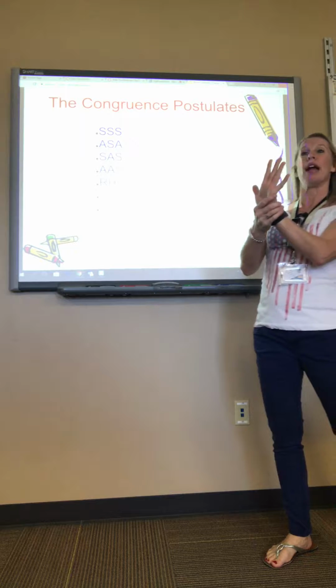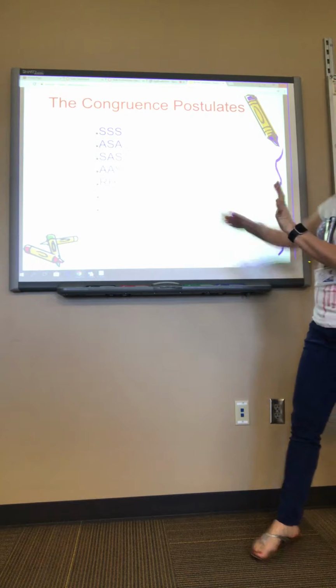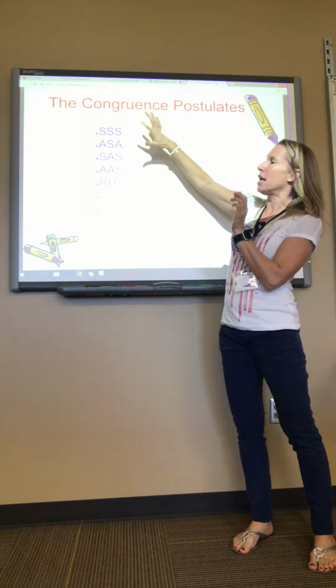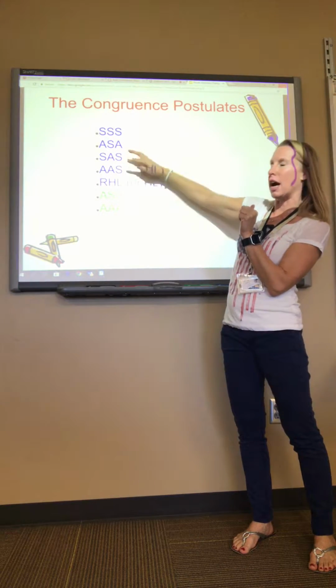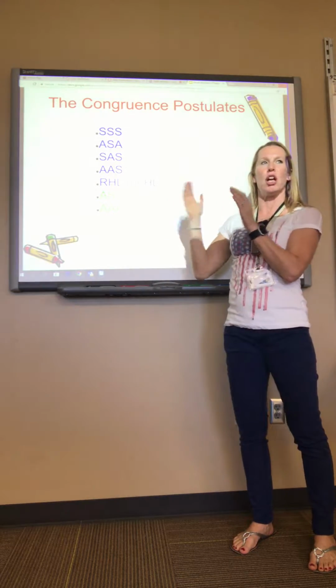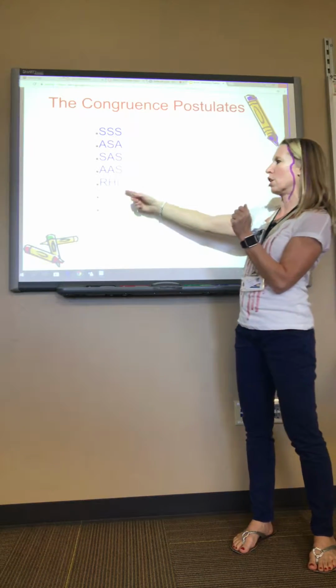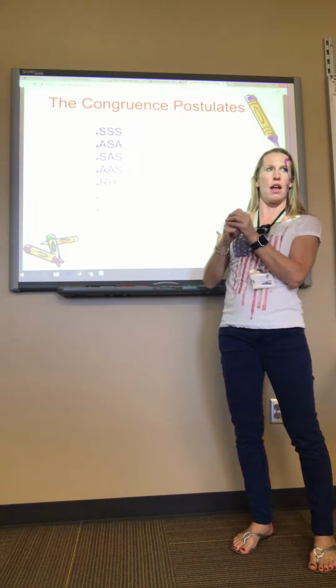Okay, so there's 5 ways, hang on. There's 5 ways to prove triangles congruent. Side, side, side, side, angle, side, angle, side, angle, angle, angle, side, and RHL or HL. Never prove triangles congruent by ASS or AAA.